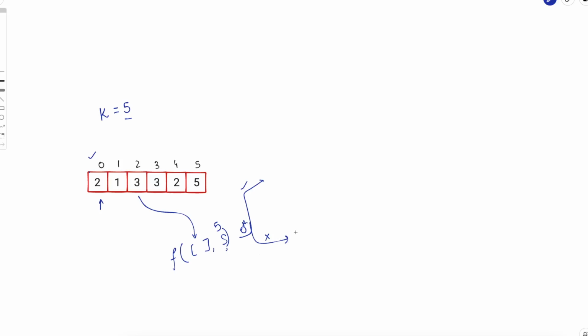If you don't take the 0th element in your subsequence, you need to solve the exact same problem but with reduced array size. Previously this array had 2 1 3 3 2 5. Now this array would have 1 3 3 2 5, right? So basically the same thing but with reduced array size.